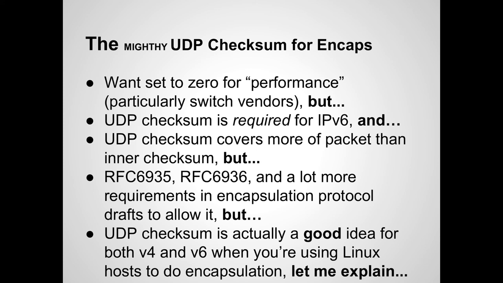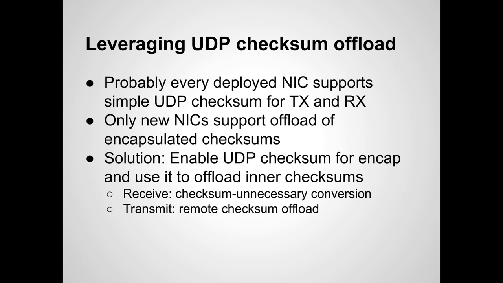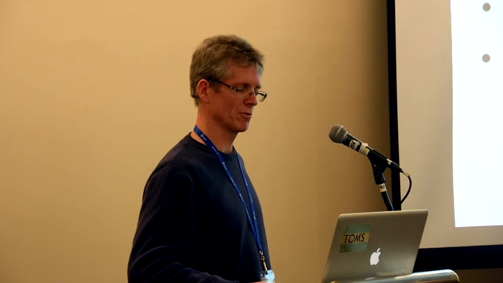So if you take all this together, though, what we actually found out in a lot of testing and some of the work that we did is that, because of the hardware legacy issue, UDP checksum actually is not a bad thing in a lot of cases if you're dealing with host-to-host communication using something like Linux. So the idea is that we want to leverage the UDP checksum offload capability. Probably all NICs deployed, or at least most of them, support simple UDP and TCP checksum offload. As I mentioned, a lot of new NICs support more advanced encapsulation offloads. But our solution, at least to handle these legacy cases, is to enable the UDP checksum on the outer header, and then somehow use that to offload the inner header for both transmit and receive.